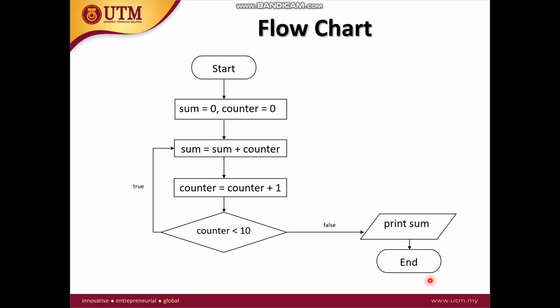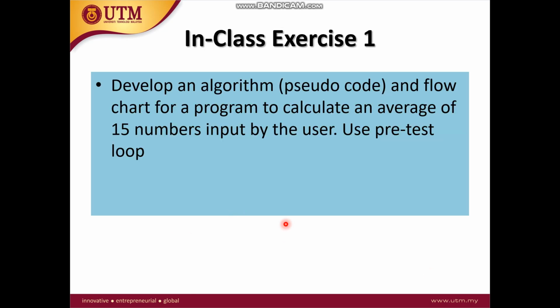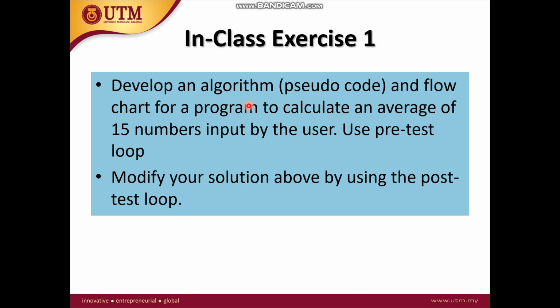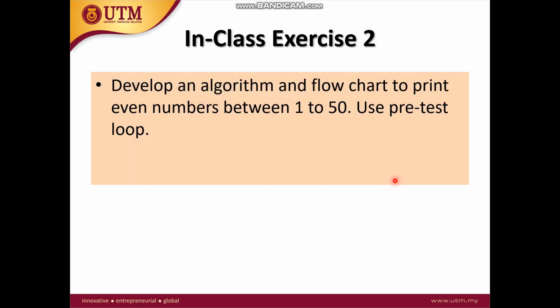Here is an in-class exercise. Develop an algorithm, pseudocode, and flowchart for a program to calculate the average of 15 numbers input by the user. Use a pre-test loop. I suppose that you are going to do it by yourself, and I am expecting you to do it perfectly. If you have any questions, you can send me an email. And you need to do it with a post-test loop again.